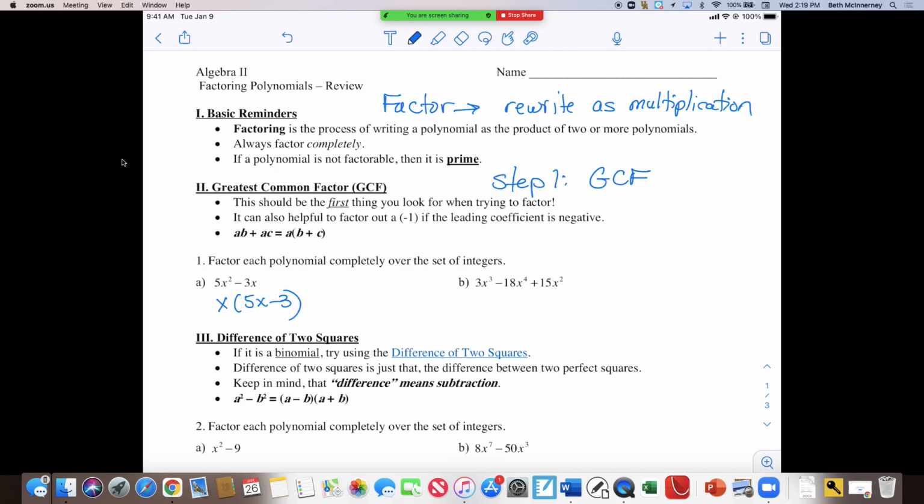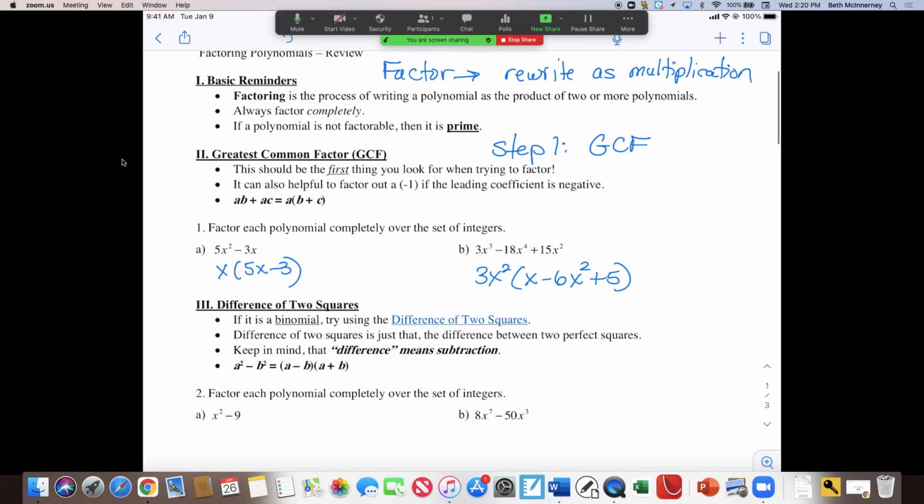All right, letter B, what is the GCF here? What could I pull out of all three terms? 3x squared, right? There's a 3 that's common, so that's 3x squared times x minus 6x squared plus 5.